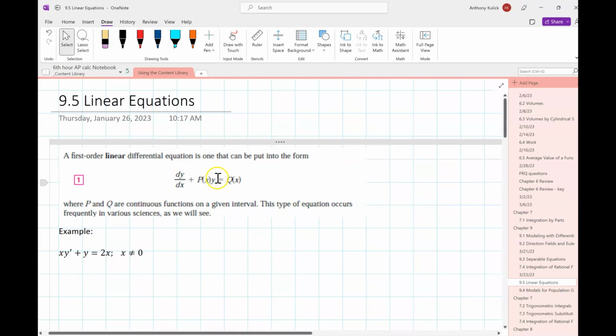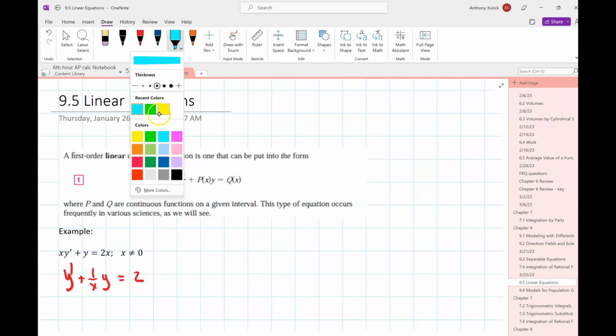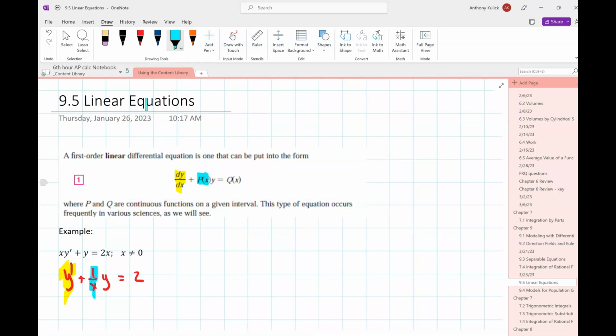So if we look at this example down here, if I divide both sides by x, I will end up in that form, right? There is my derivative of y. There's my function of x, times y. And there's my other function of x. Notice that a constant can still be a function of x, right?